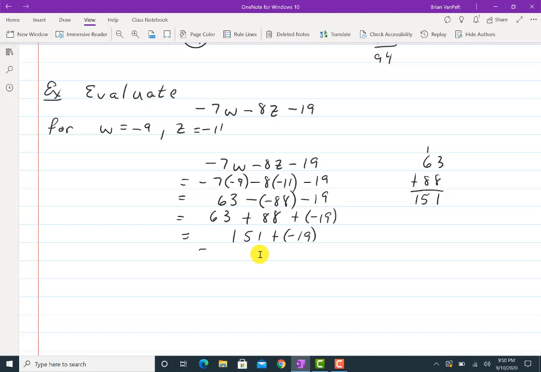You know this answer is going to be positive since the dominant number is the positive one. But to get the answer, I'll have to do 151 minus 19. So I'll carry or borrow a 10. 11 minus 9 is equal to 2. 4 minus 1 is equal to 3. And then the 1 was solo, so I have 132.